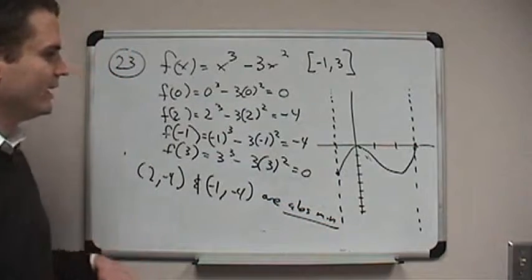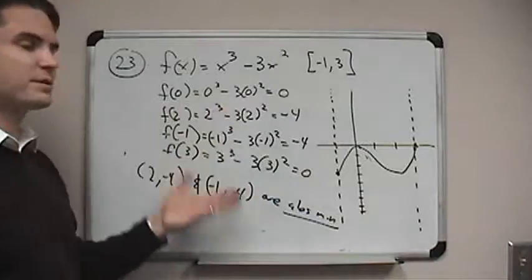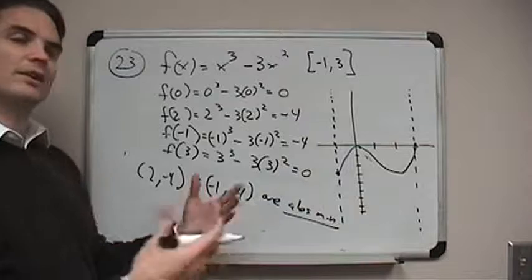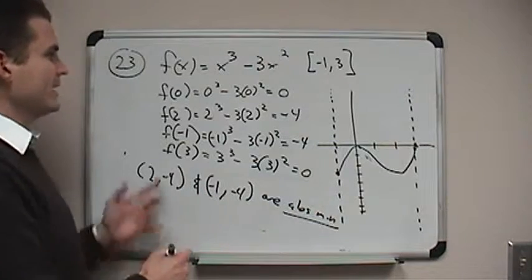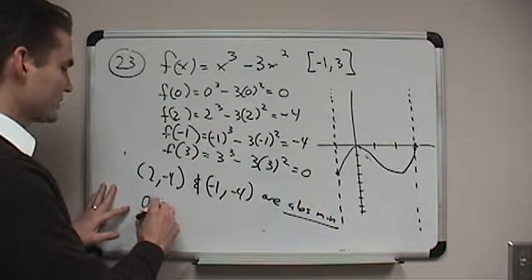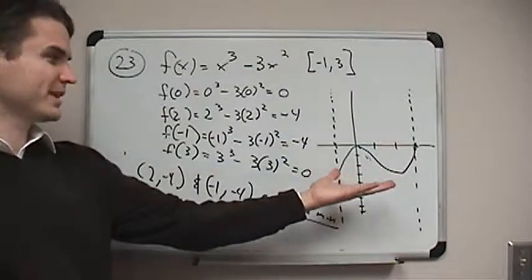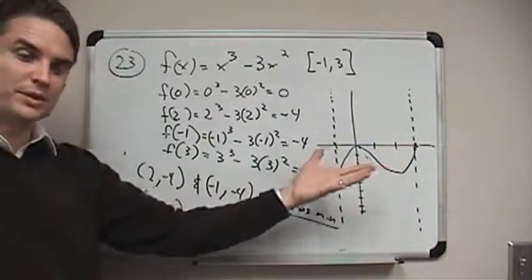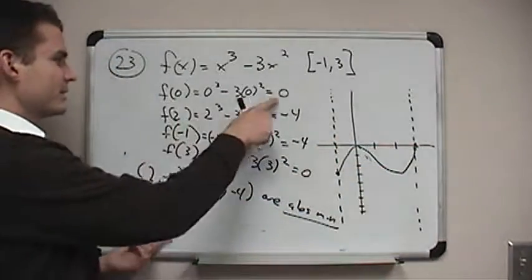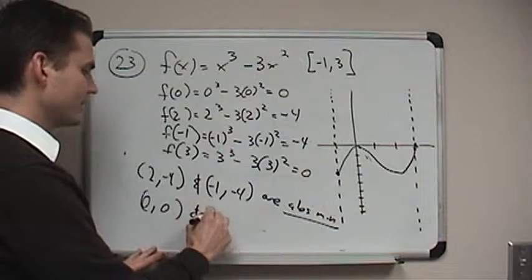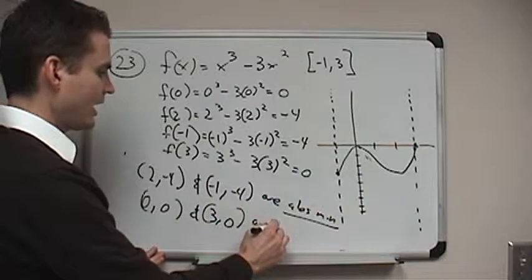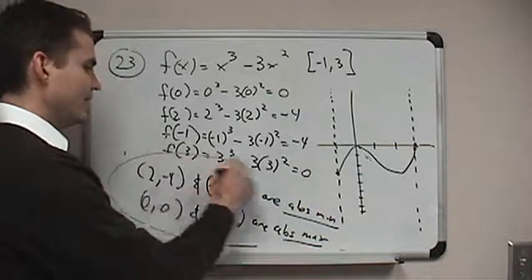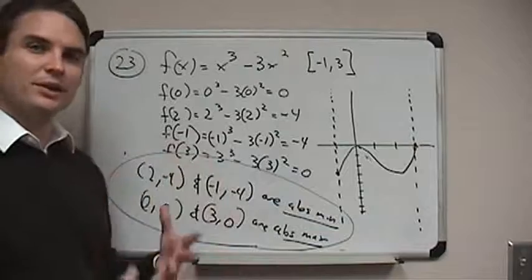And it goes the same for absolute maximum. Of all of these points you've tested, the endpoints and the critical numbers inside the interval, whichever gives you the largest y-coordinate is the absolute max. Well, we have 2 of those. The largest y-coordinate is 0. And if you look at our graph, that makes sense, right? The largest y-coordinate I have is right here on the x-axis, which means y is 0. So 0, 0 and 3, 0 are our 2 absolute maximums for this function.